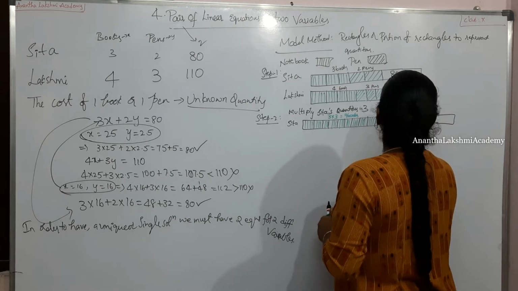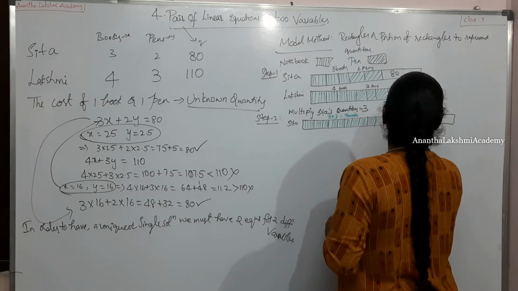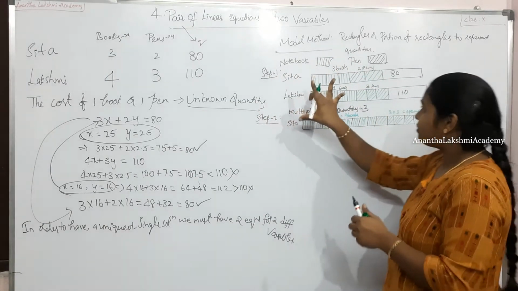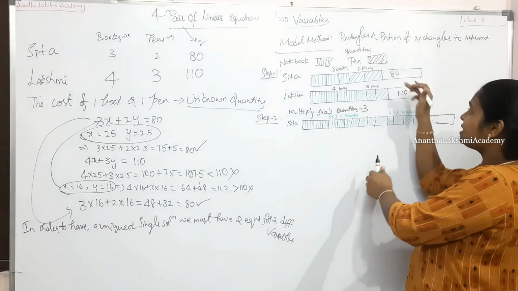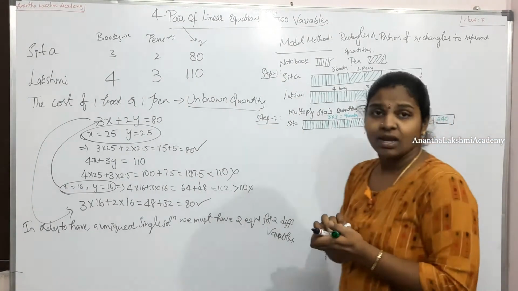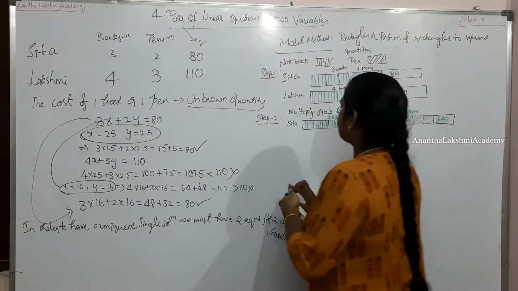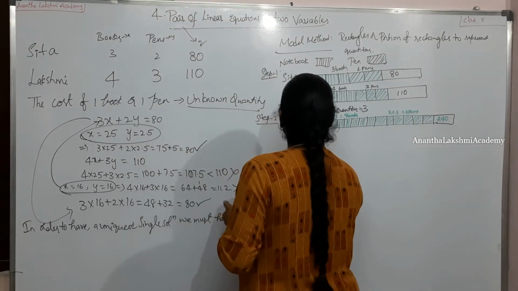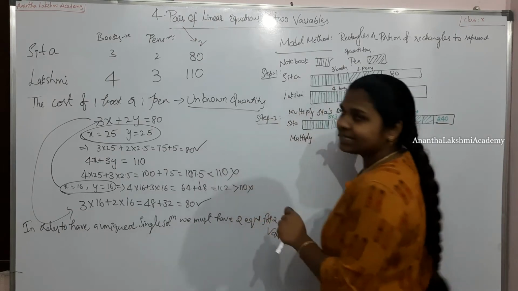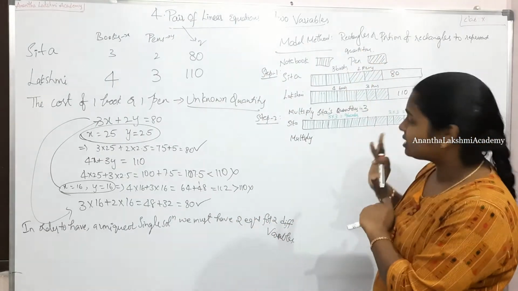This is going to be 2 into 3 is equal to 6 pens. Now what is this 80? Now that I am applying multiplication to the whole set, 80 into 3 becomes how much? 240. Alright, now next one for Lakshmi's quantities, what I said, we need to make sure one of the quantities is becoming equal to the other one.